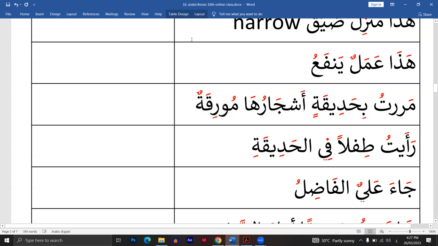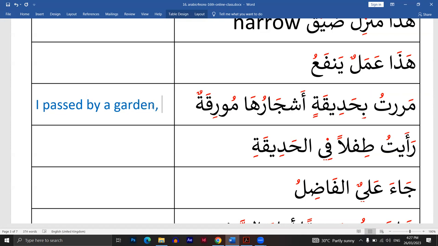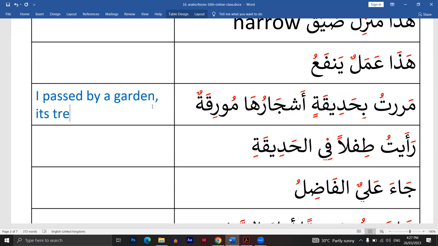Okay, I passed. Can you do the translation? What is the meaning? What do you say? Marartu bi hadiqa. I passed the garden. Yes, a garden. Hadika. I passed by a garden. Let me type it here. And the trees were Morika means? It's trees. Ashjaruha means it's trees. Morika means has leaves. Okay. Have leaves.